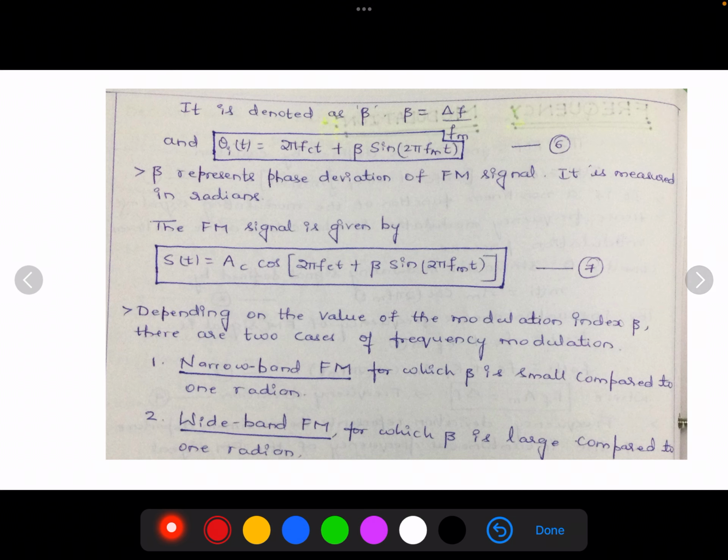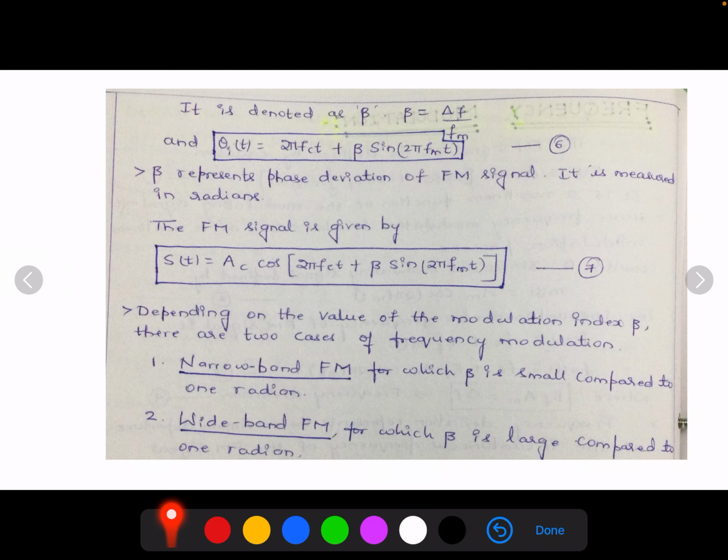Now, how do we represent the modulation index? It is represented as beta. Beta is equal to delta f by fm. So theta i of t, in terms of beta, is represented as 2 pi fc t plus beta times sine 2 pi fm t, where beta is the phase deviation and it is measured in radians. So what is the final equation of FM? FM is s of t is equal to Ac into cos of 2 pi fc t plus beta times sine of 2 pi fm t.